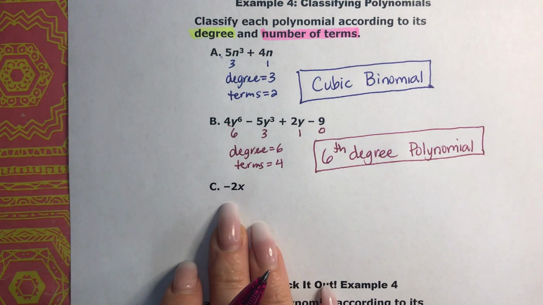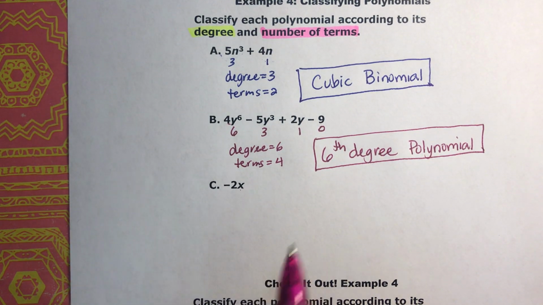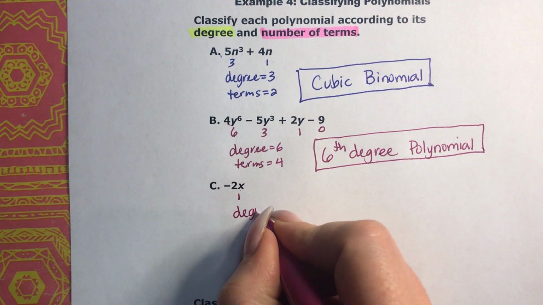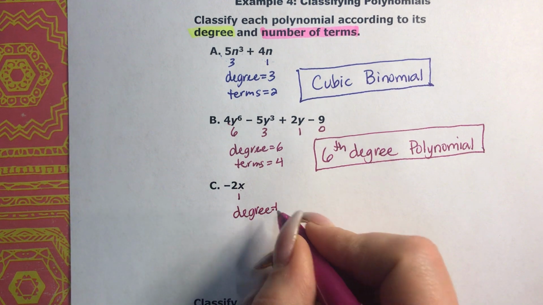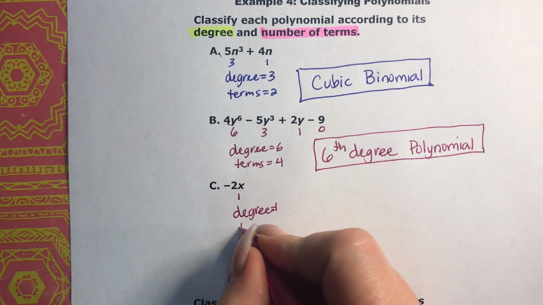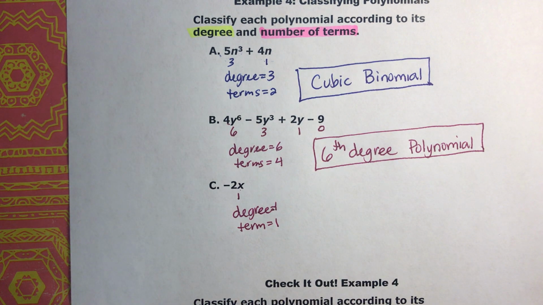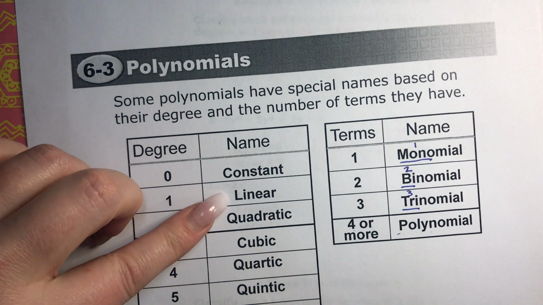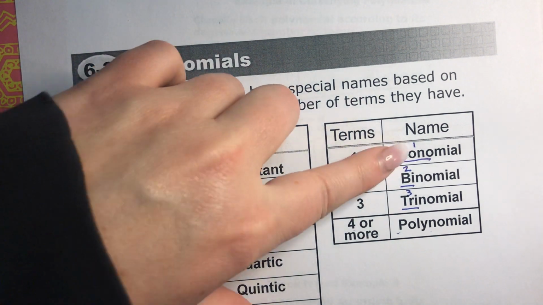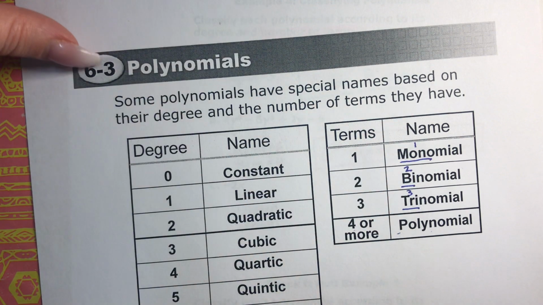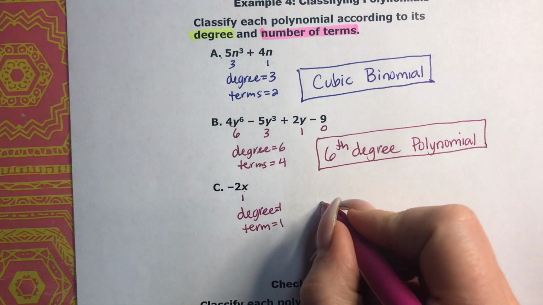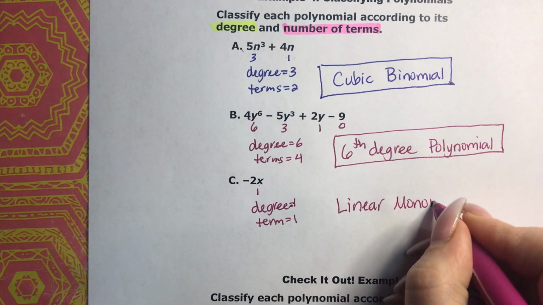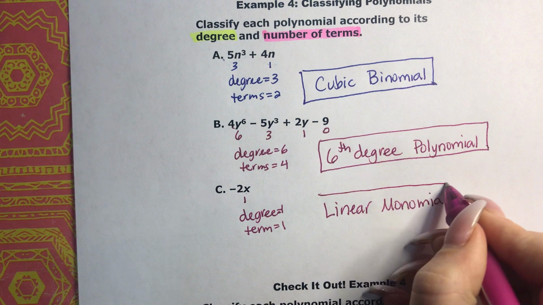Okay, perfect. Now this last one, we have to find the degree and the number of terms. So the degree, this just says a degree of 1, right? So the degree is 1, and the number of terms, there's just 1 term there. So the degree is 1, the term is 1. So for a degree of 1, it would be considered linear. And for one term, it's a monomial. So it's a linear monomial. All right, that is it.